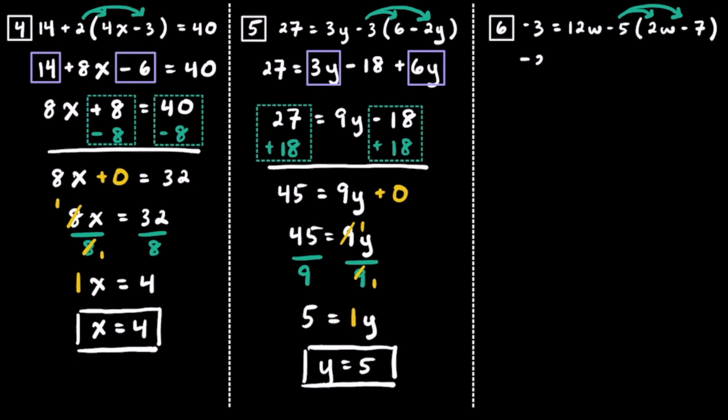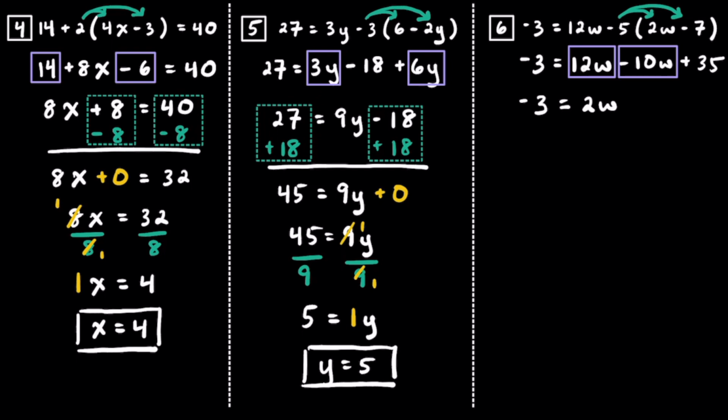This negative 3 is going to stay the same, and we have this 12w, and a negative 5 times a positive 2 is going to be a negative 10, so we can write minus 10w. And this minus 5 times a minus 7, or negative 5 times negative 7, is going to equal a positive 35. We have a couple of like terms here, this 12w and this negative 10w. We can combine those to make 2w. So we'll have negative 3 is equal to a positive 2w plus 35.